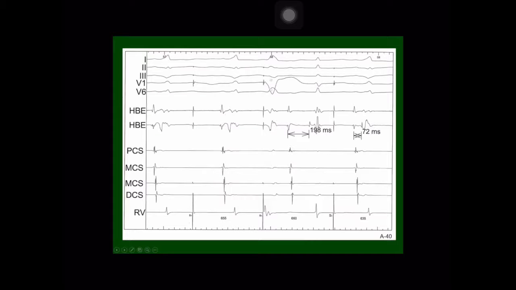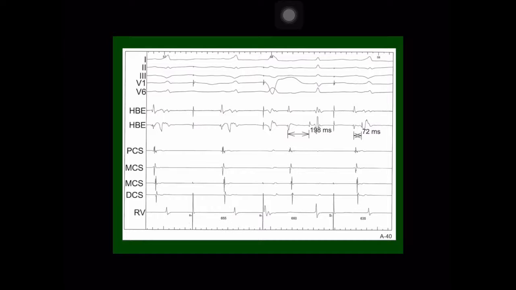First, let's look on the surface tracing. So this beat is now different than these two beats. In other words, the pre-excitation is gone. So why is pre-excitation gone? Almost surely because this premature ventricular beat retrogradely conducted into the accessory pathway, preventing anterograde conduction over the pathway. So, number one, we've identified concealed conduction into an accessory pathway.